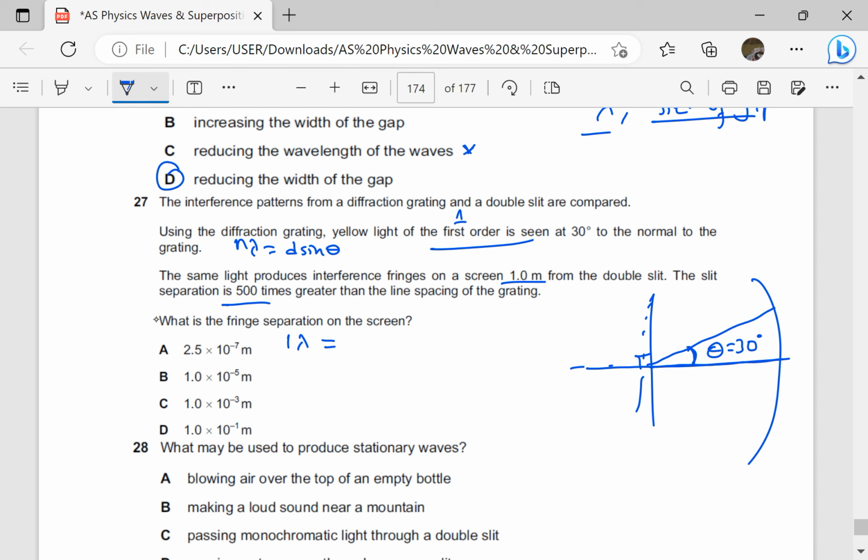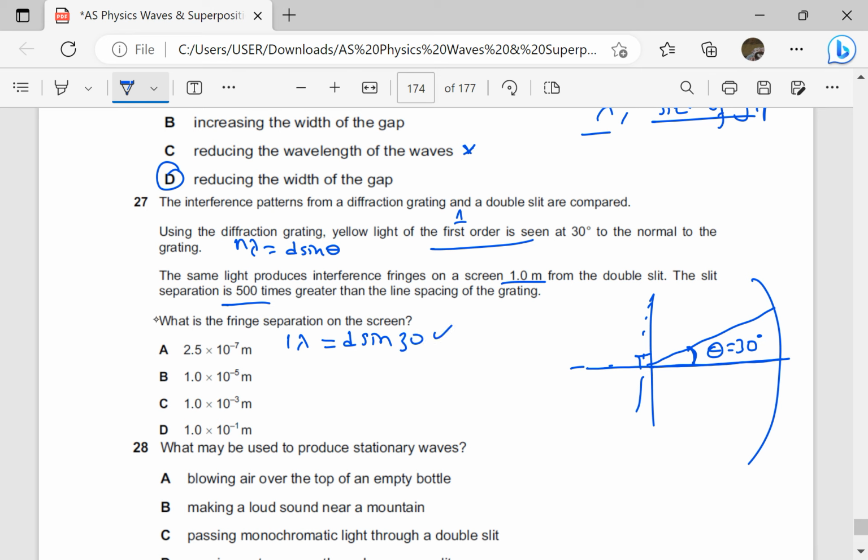The same light produces interference fringes on a screen 1 meter from the double slit. The slit separation of the fiber is 500 times greater than the line spacing. So let the line spacing here be d, then d sine 30. That is for the diffraction grating.